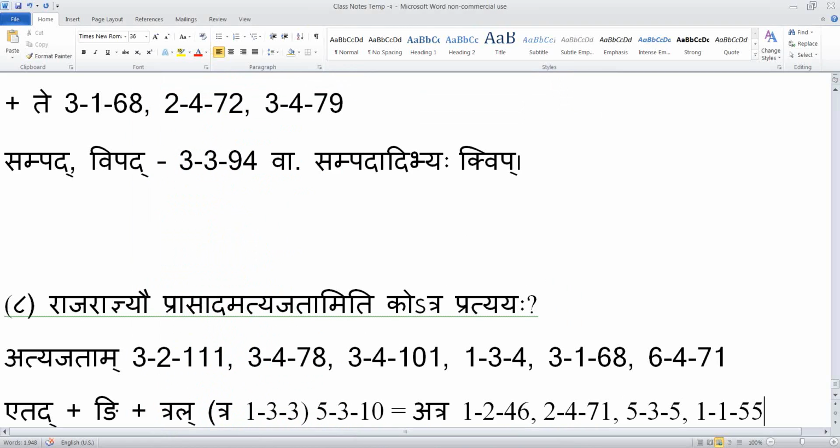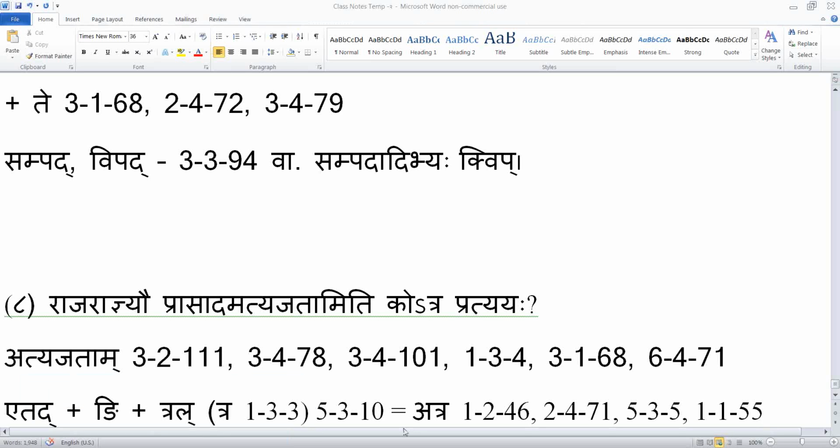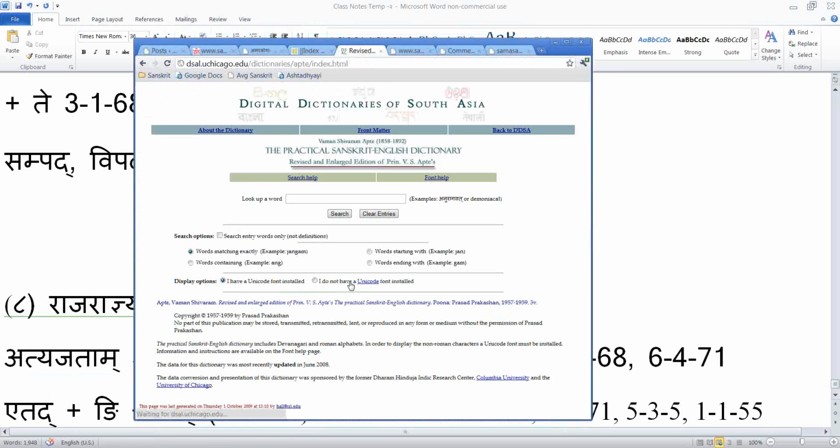Etasmin vishaye kaha pratyaya. The pratyaya here is not an affix. Pratyaya is from prati plus i, going towards, pratiyi. I would say pratiyate anena, I'm just making it up, I think it might fit here: that by which you believe something. So what is the proof in this matter? Let's see what Apte says of pratyaya. What is the proof in this matter, that the king and queen have left the palace? By what do we know that this is true? That's pratyaya in this case.